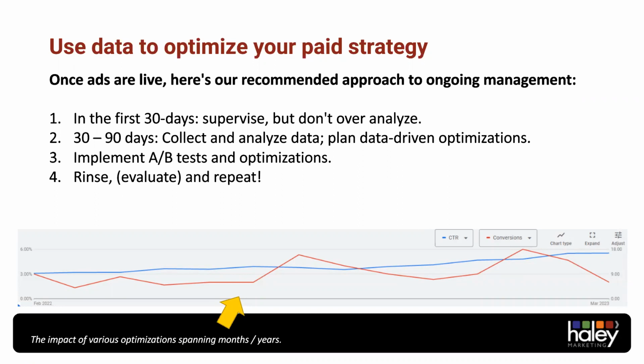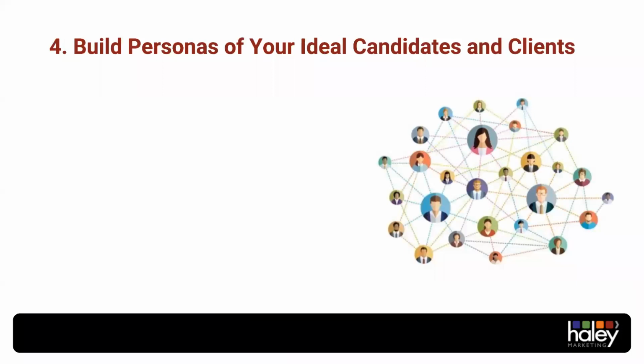And the last thing I wanted to add is that when you're making changes, don't make too many changes at once. In order to do an effective A/B test, we need to change one element. So to the point: supervise, don't overanalyze, and don't make too many changes at once, because you're not going to get the real story. And this is something our team does consistently.